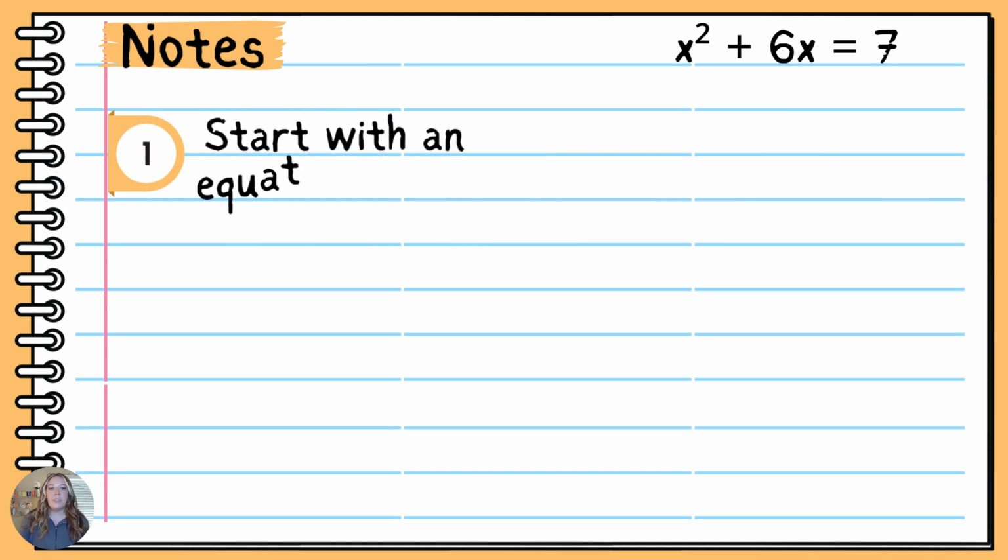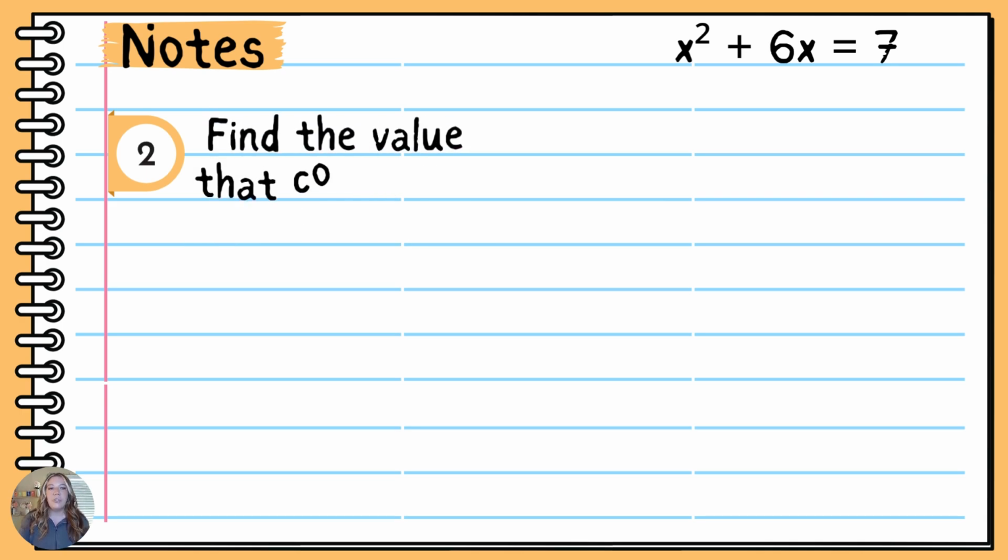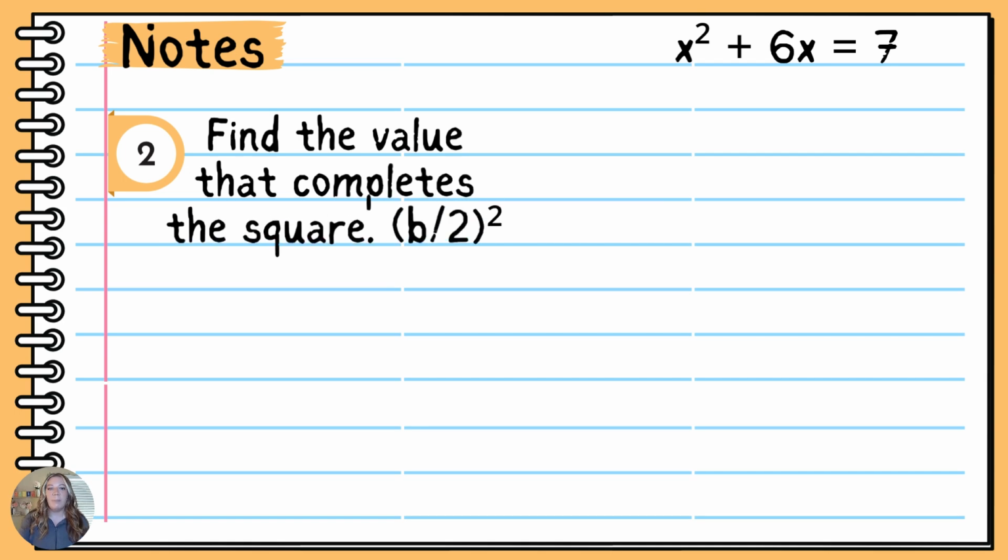The first step is to start with an equation in the form x squared plus bx equals c. This just means that we want the constant on the right side of the equal sign. Our equation already has the constant on the right side, so we can go to step 2. And step 2 says that we need to find the value that completes the square. And this is going to be our b term divided by 2, and then we're going to square it.